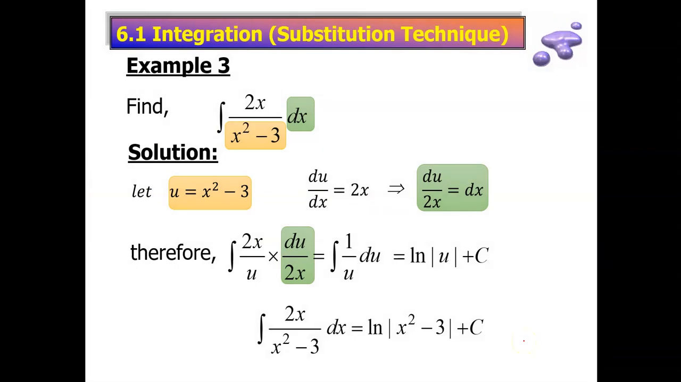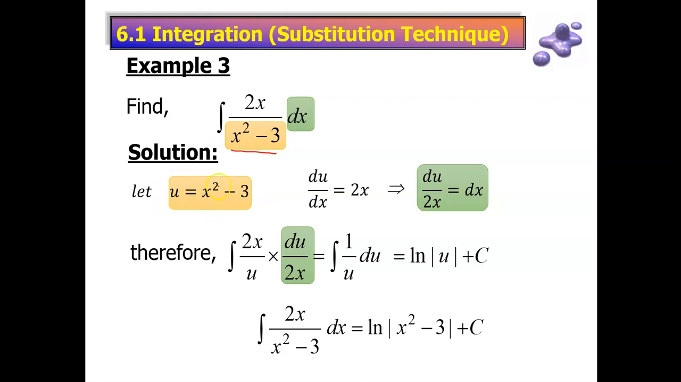Okay, example 3. Find the integration of 2x over x squared minus 3 dx. Okay, let's see. Which one is the longest? This one, right? X squared minus 3. So the longest one we're going to substitute with u. So u becomes x squared minus 3.